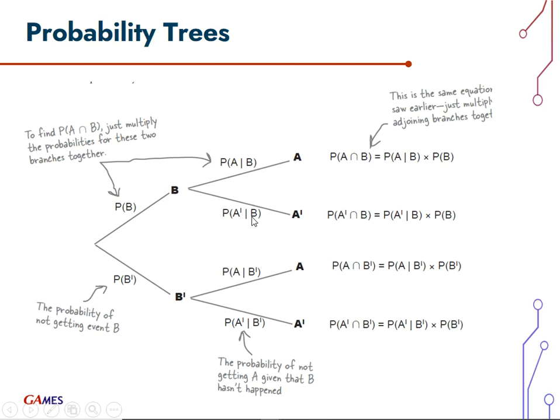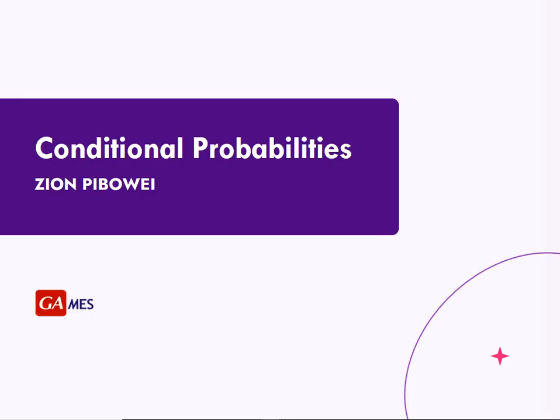What is A prime intersect B? That is all the things outside A intersect B. We just take the conditional probability that we already know from the probability tree here and multiply it by the probability of B. We do that for all these conditional probabilities, and we arrive at our results of the intersections.